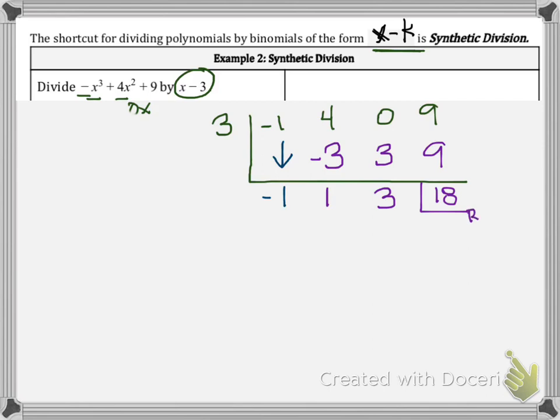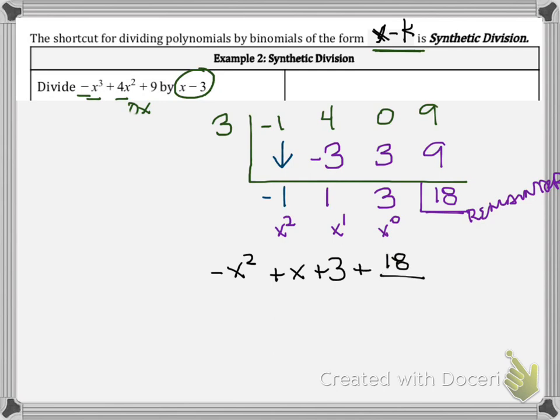I drew a box because this box represents our remainder. So if this is our remainder here, then this is x to the 0, this is x to the 1, and this is x squared. Always work backwards to make sure you know what term you have. So now the final answer, the quotient, is -x squared plus x plus 3, plus the remainder of 18 over the divisor of x minus 3. And so that is the answer.